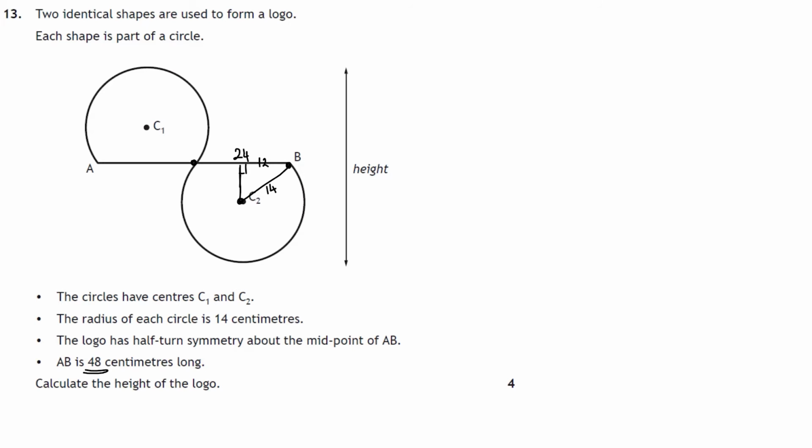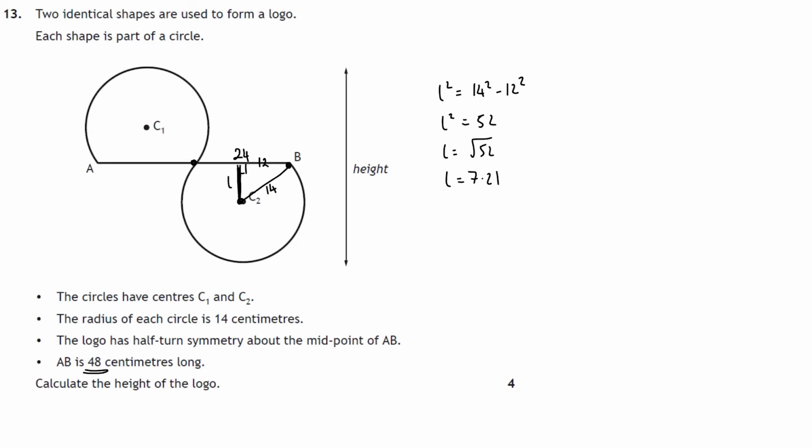We've got two sides of the right angle triangle, so we'll call this L. So L squared equals, and it's the shorter side, so 14 squared minus 12 squared. L squared equals 52. L equals the square root of 52, and L equals 7.21. Keep it to 2 decimal places. So that distance here is 7.21.